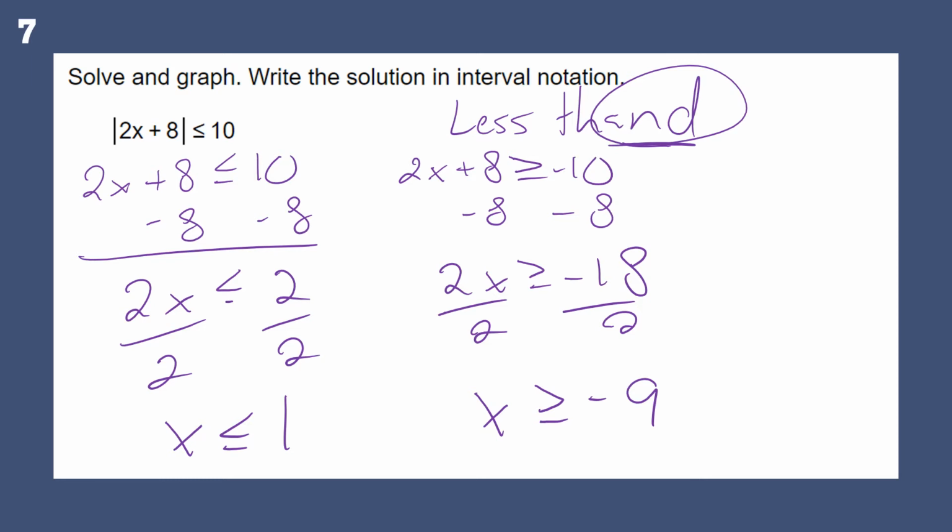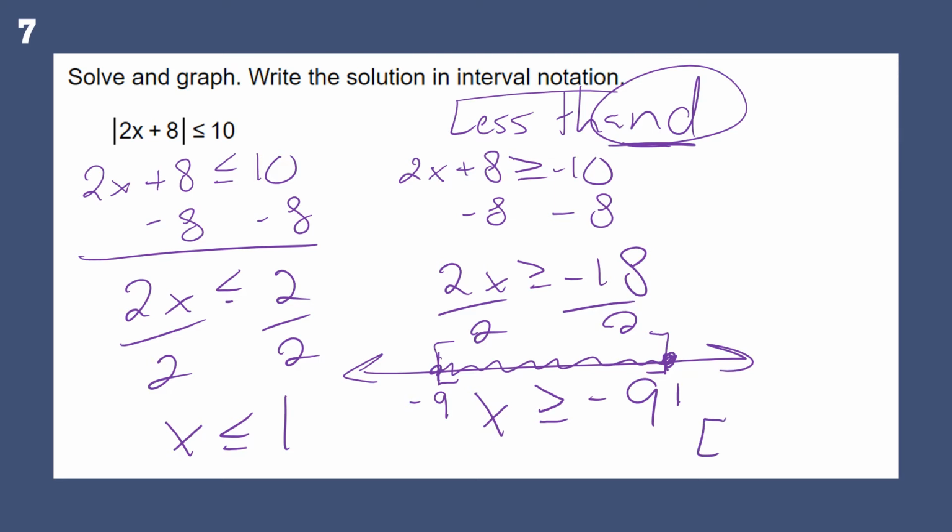And so as a graph, that's going to look like greater than negative 9 and less than 1. Now I'm going to use a square bracket to show that I'm including that, but we could also use filled in circles. Last thing we have to do is write it in interval notation, and that's not too bad because we're going to use square bracket, negative 9, comma, 1 square bracket.